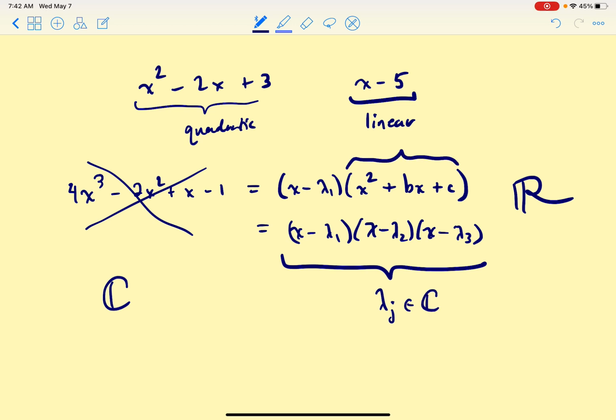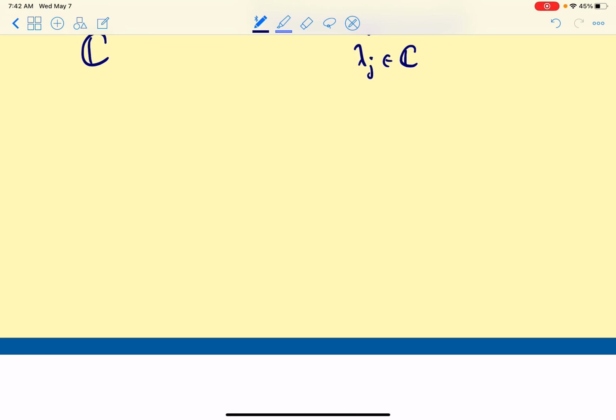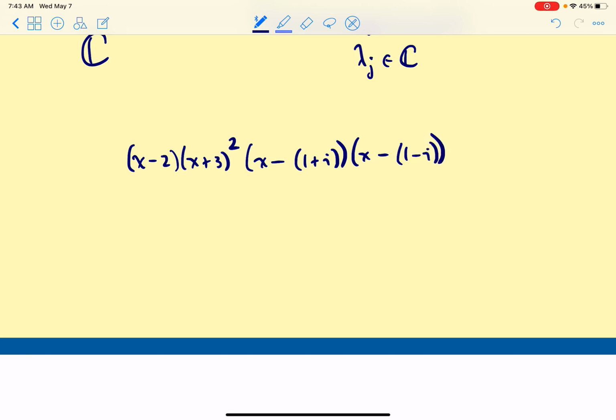Okay, in particular, this quadratic would then split apart as a complex number and the complex conjugate of that complex number. Okay, so let me just do another example. So for example, you could have x minus 2, x plus 3 squared, and then x minus 1 plus i, and x minus 1 minus i. And that would be the factorization over C of this polynomial, which would have degree 4 if we expanded it out, okay?